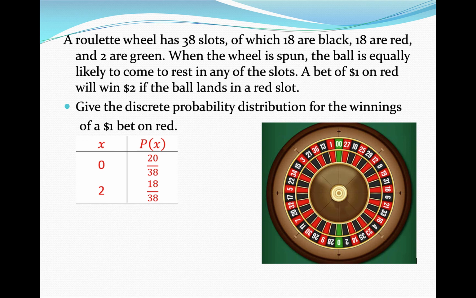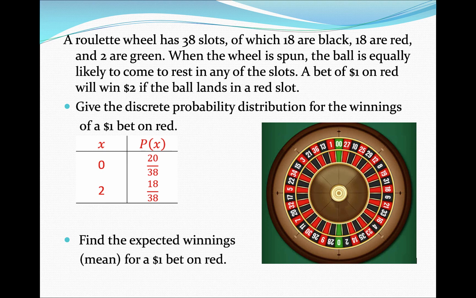Then you have to think about the probability. Well, there are 18 red slots, as we just mentioned. So that means the probability that I win $2 is 18 over 38. The probability that I don't win, well, there are 18 black slots. There are also 2 green slots. And because of that, there are 20 possibilities that I don't win out of the 38. So the probability that I win 0 is 20 out of 38. So this is the discrete probability distribution for this scenario.